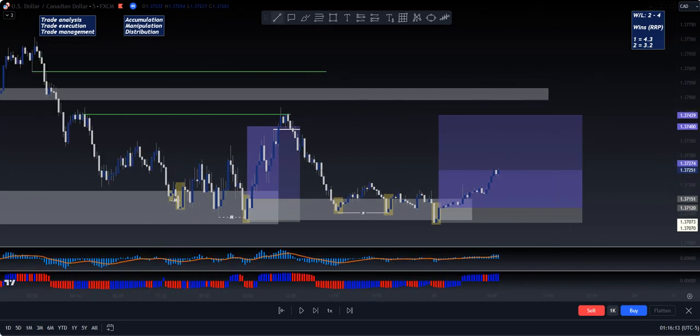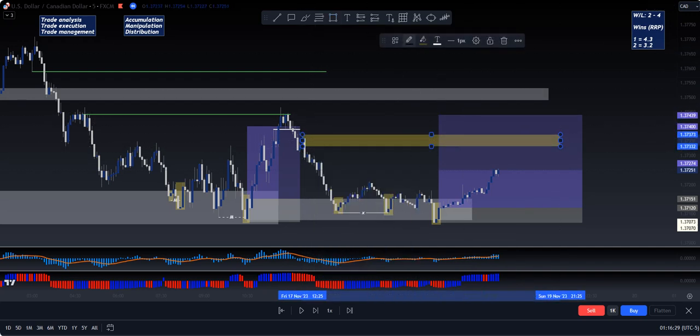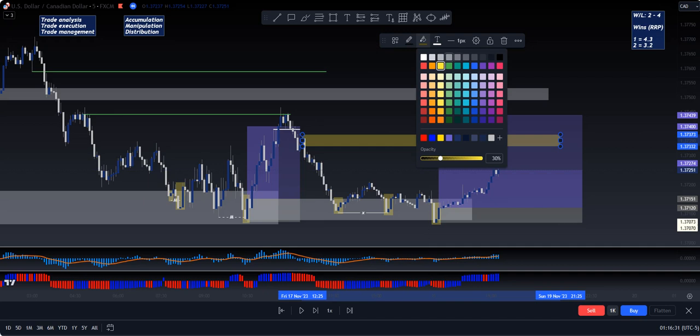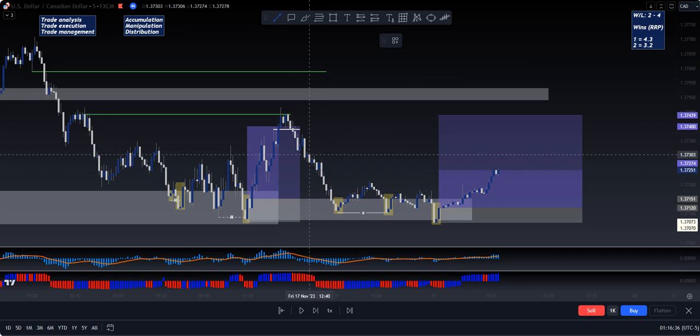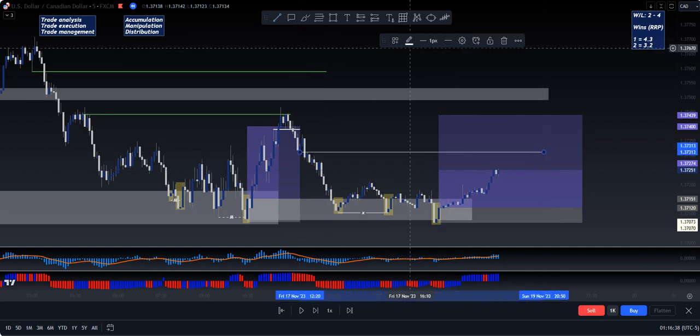Back to trade management. Looking at my levels in the market, I would just pay some attention to this because this is sort of like a mini supply zone, a small order block, small supply zone. I'll pay attention to that and see if the momentum starts to die around there.